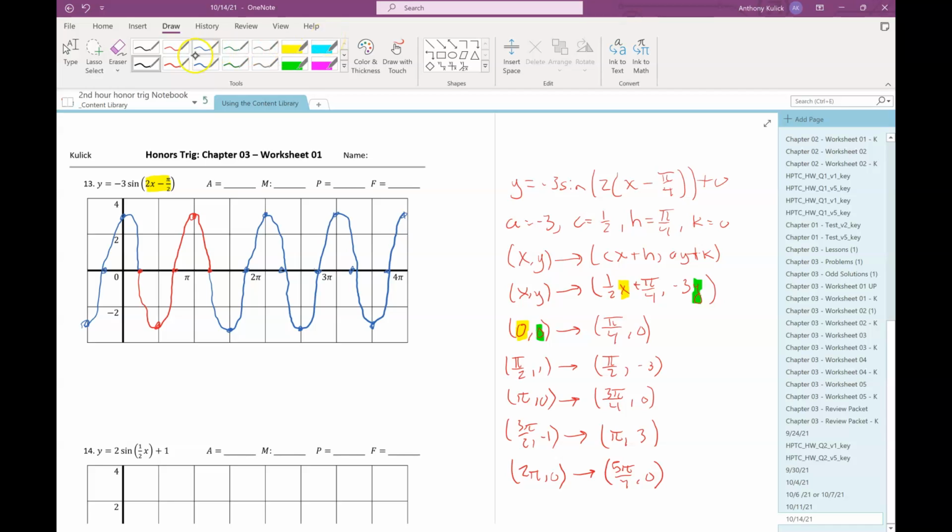Oh, yeah, we should do that, right? So the amplitude is the absolute value of A. So that's just 3. The midline is y equals k. So that's y equals 0. The period is 2 pi divided by the absolute value of c. So that's pi. And the frequency is the reciprocal of the period. So 1 over pi.